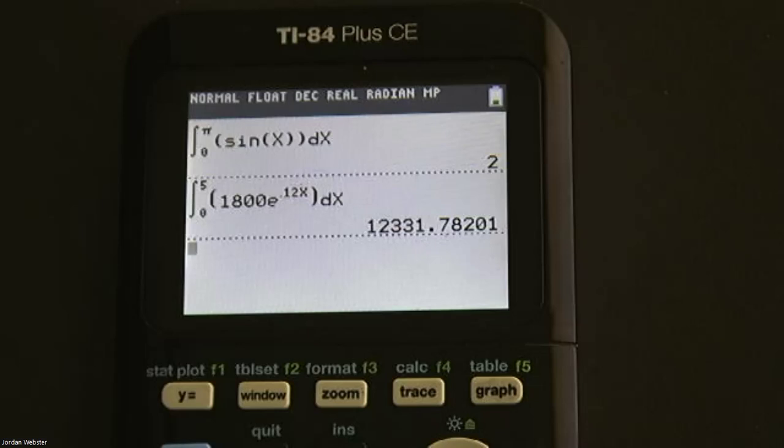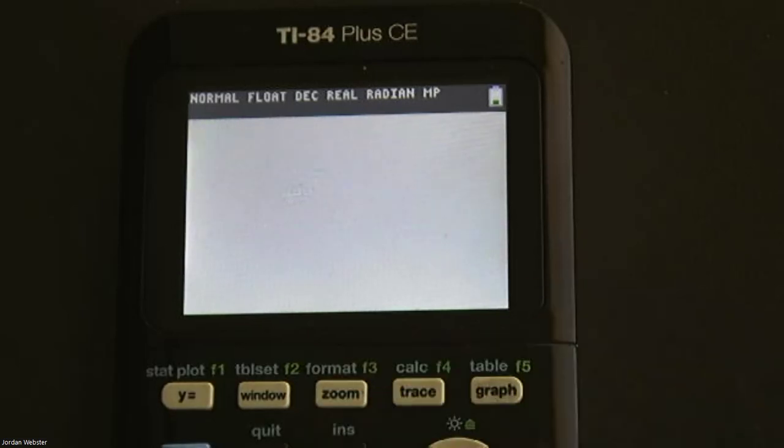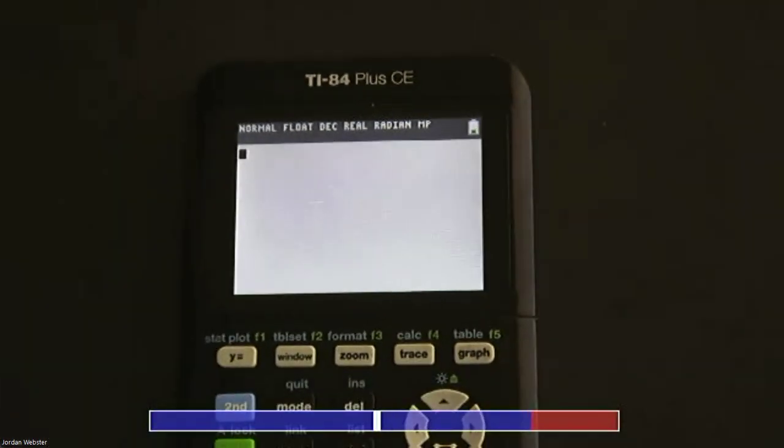All right, so I'm going to do the two integrations that we just saw. Let me zoom out just a little bit.